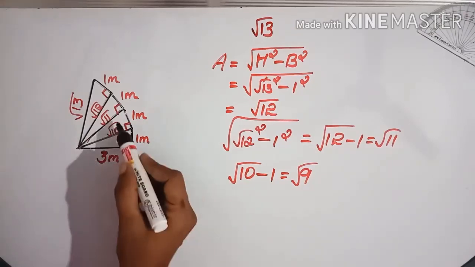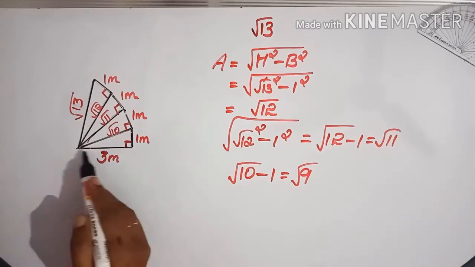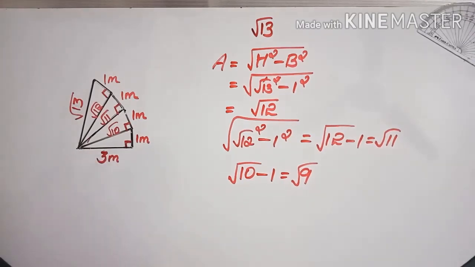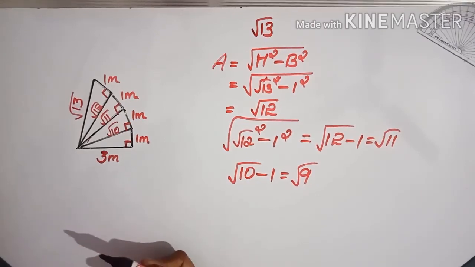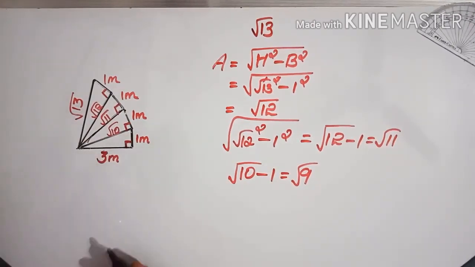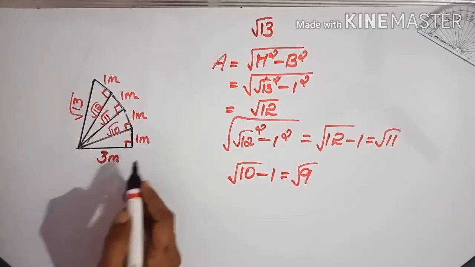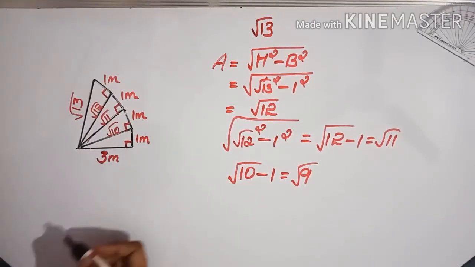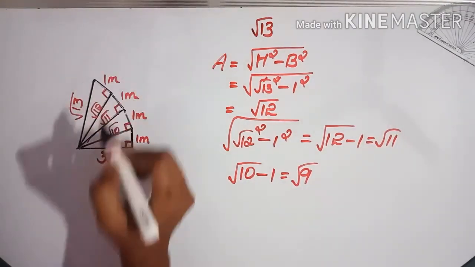Because we can't start from here when you draw this figure. We have to start from here, because 3 is the only exact measurement that is possible to measure using a scale. So in order to draw root 13, first of all you have to draw a 3 meter line. Not 3 meter, 3 centimeter line. Then all are centimeter, not meter.